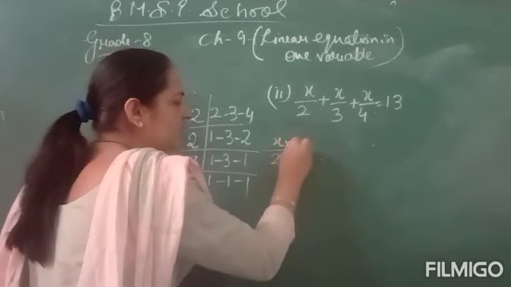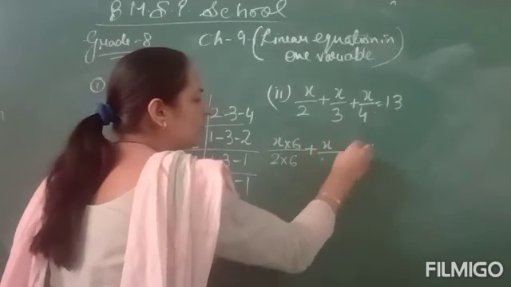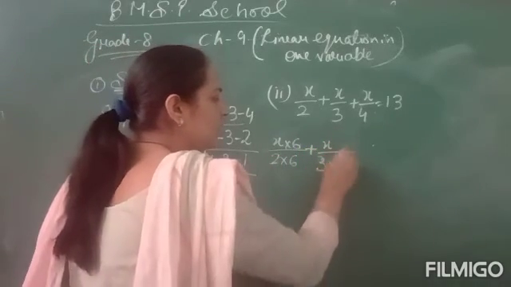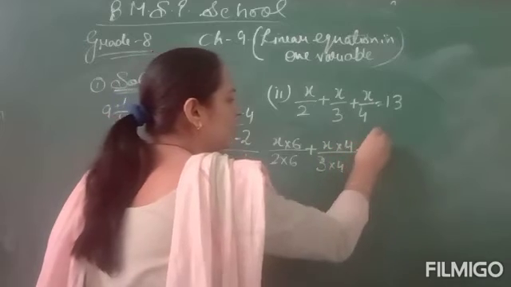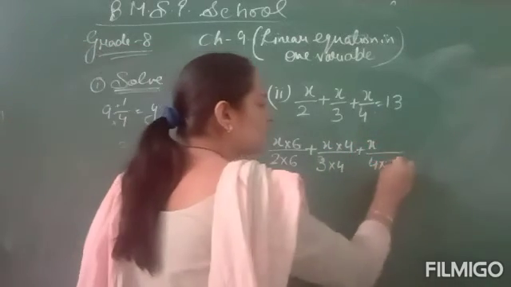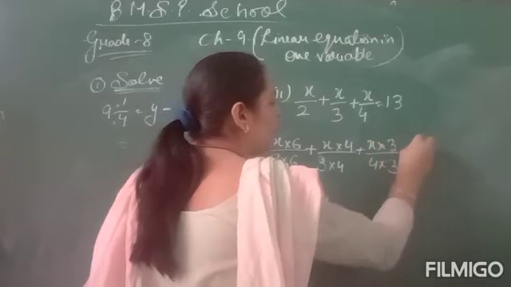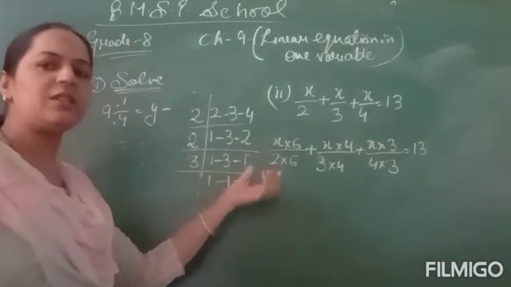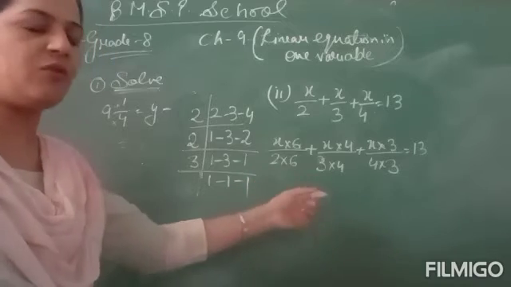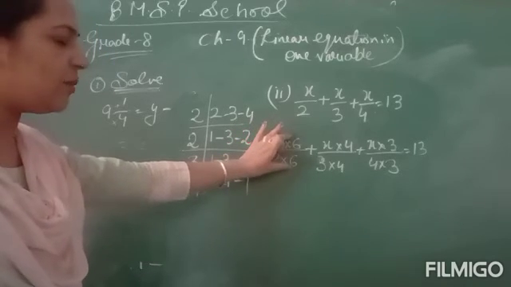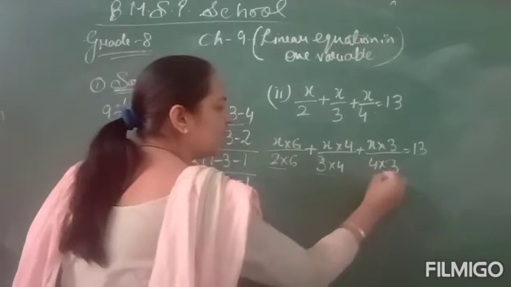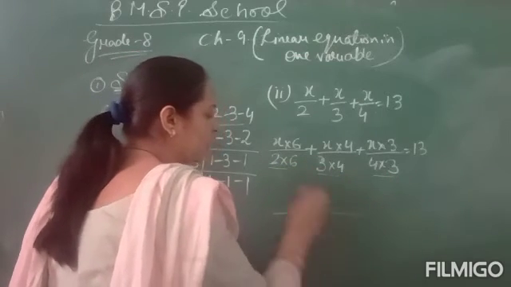So I have written 6 plus x by 3. On the 3 table, 12 comes at 4. 3 4s are 12. Same as x by 4: 12 comes at 4, 3s are 12, so here is 3. I have multiplied denominator and numerator with the same number. This is the condition: if we want the same denominator, we have to multiply with the same number on denominator and numerator. Now downward side here is 12, so I am writing 12 together.